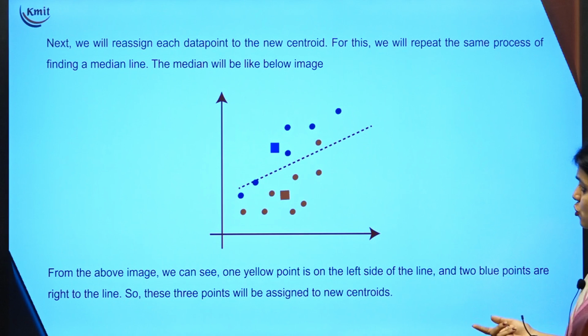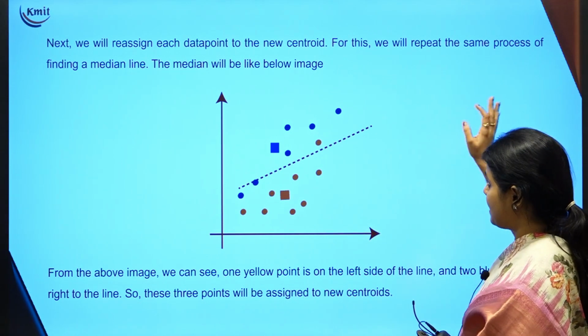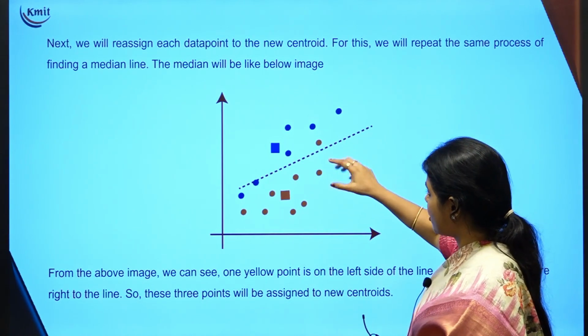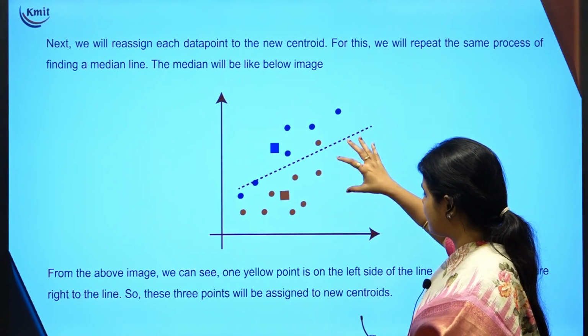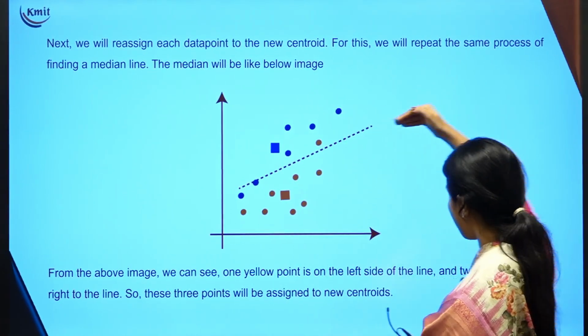After we choose that, we will reassign each data point to the new centroid. For this we will repeat the same process, that is finding the median line. Here, this is the median line. Now from this particular image, we can clearly see that one yellow data point is on the left-hand side of the line.